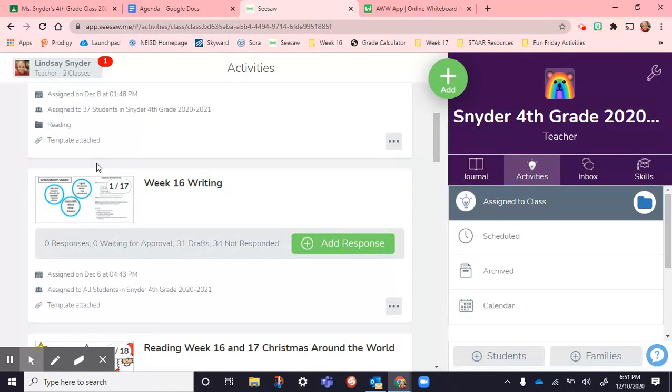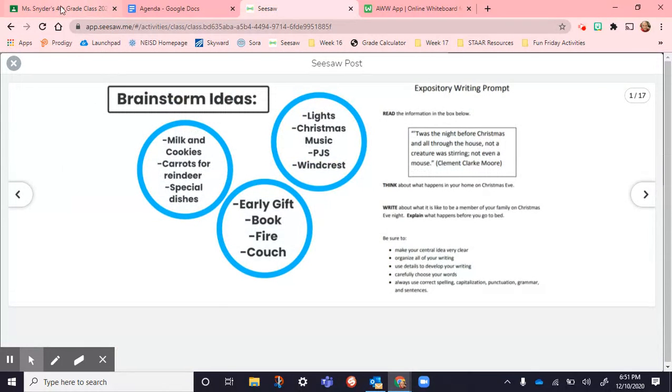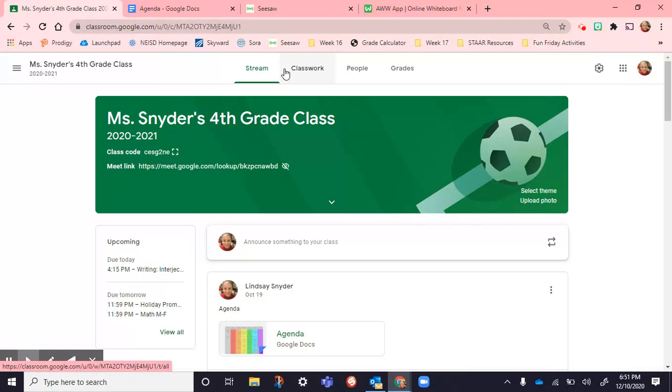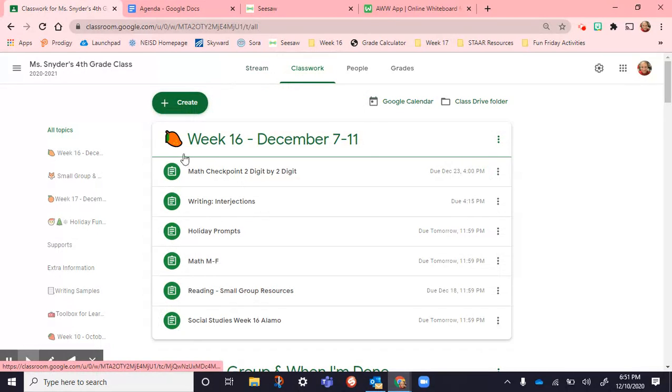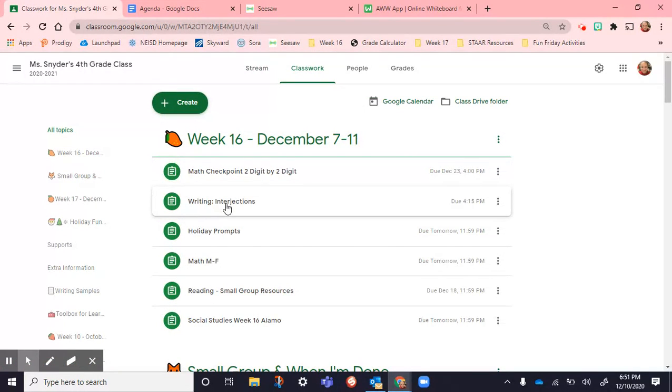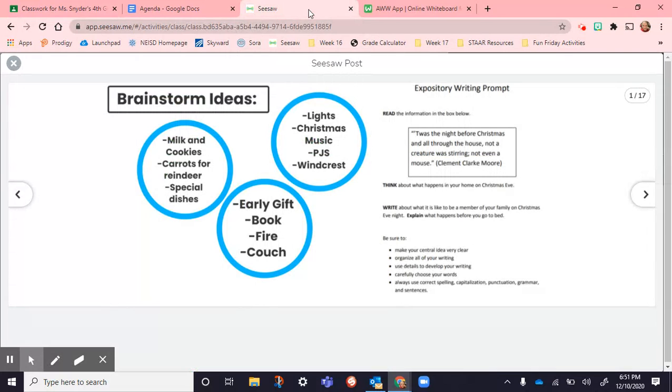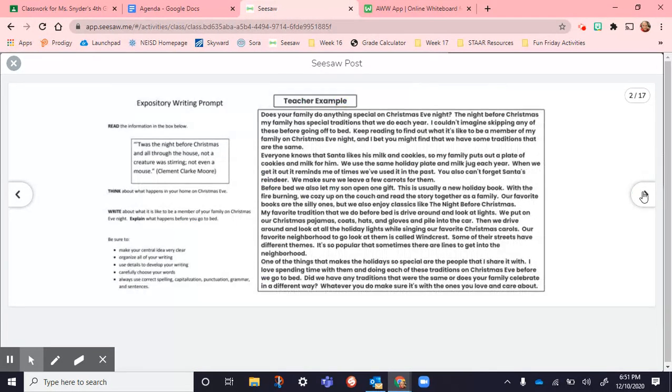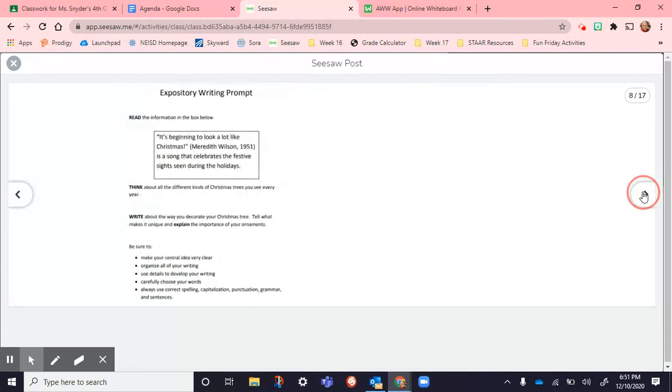And then in writing today, we took some notes on interjections. So if you need those, please let me know, and I will get those for you. We did well. After we did the notes on interjections, they went here and clicked on this where it says writing interjections under week 16, and they completed that. And then we didn't have too much time left.